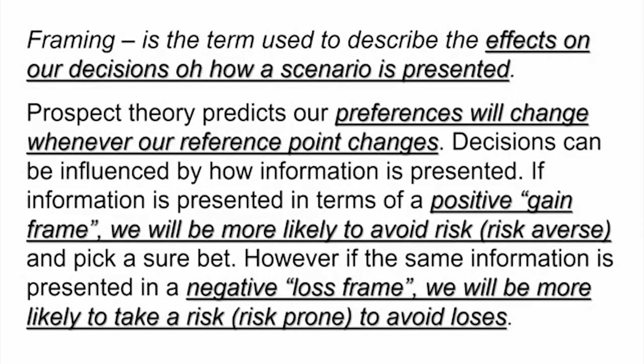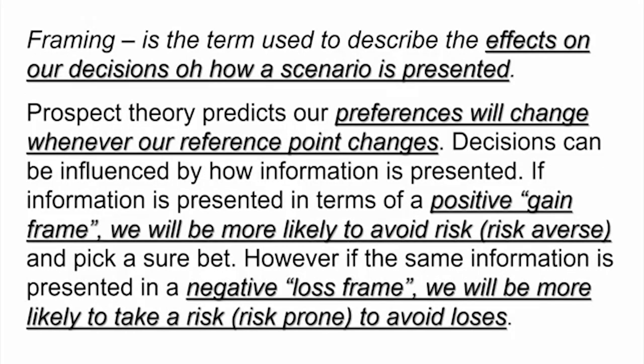Prospect theory predicts that our preferences will change whenever our reference point changes. If we are choosing alternatives in a gain frame, and if we are choosing options in a loss frame, those two decisions will be different. The reason is that gains are taken in a different way than losses. Gains are not as pleasant as losses are sad. So, decisions can be influenced by how information is presented, and this is framing. Framing is basically reframing, or rewording, a particular option.